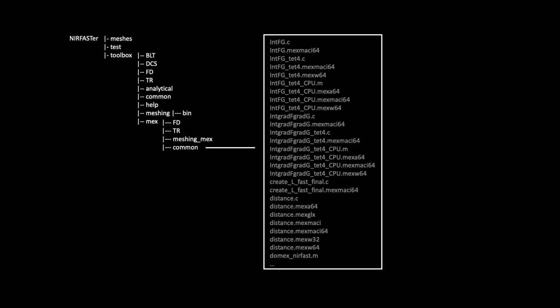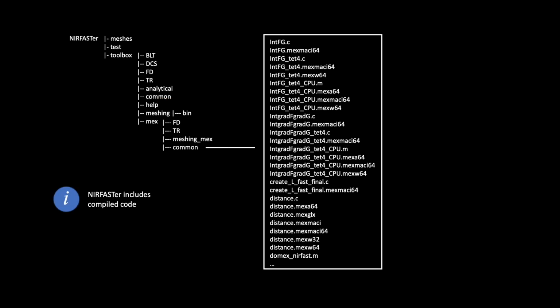Many of the MATLAB scripts in NIRFASTer are provided as compiled code, more commonly called a MEX file. These functions implement computationally intensive operations, and using compiled code results in a considerable reduction in runtime. A few examples of MEX files included with NIRFASTer are shown here. To the user, a MEX file behaves like any other MATLAB function. The only requirement is that the file must be compatible with your machine architecture.